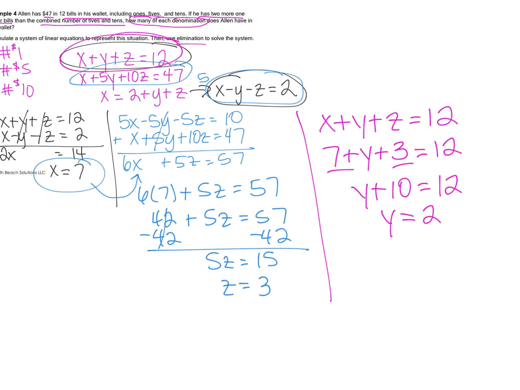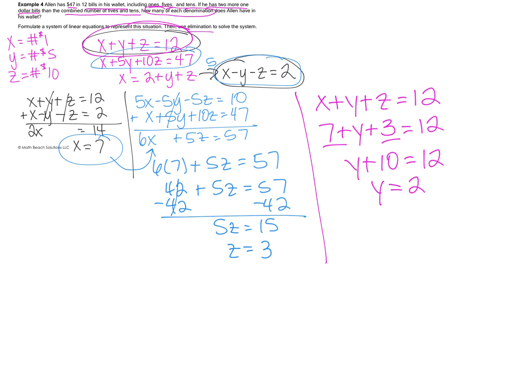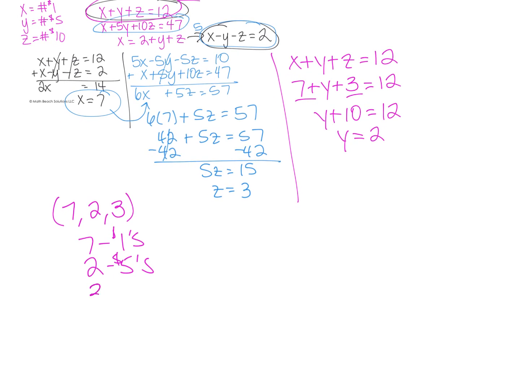Okay, so when you are solving a word problem, make sure that you actually tell me what it means. So we know the ordered triple would be 7, 2, 3, but I want you to explain it. So there are 7 ones, $1 bills. There are 2 $5 bills, and there are 3 $10 bills. To check it, you can easily plug those back in and make sure that it's true. If you have any questions, please let me know.